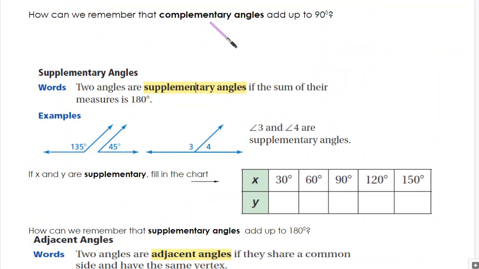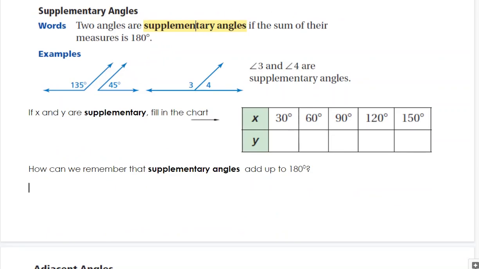All right, it says how can we remember that complementary angles add up to 90 degrees? One way I remembered this, complementary starts with C and it makes a corner, right? A corner is a 90-degree angle, right? Like the corner of a door or your desk or anything like that is 90 degrees. Corner starts with C, complementary starts with C, which is 90, right? There's multiple ways you can remember it, but think of another way if you can. How are you gonna memorize why complementary angles add up to 90?